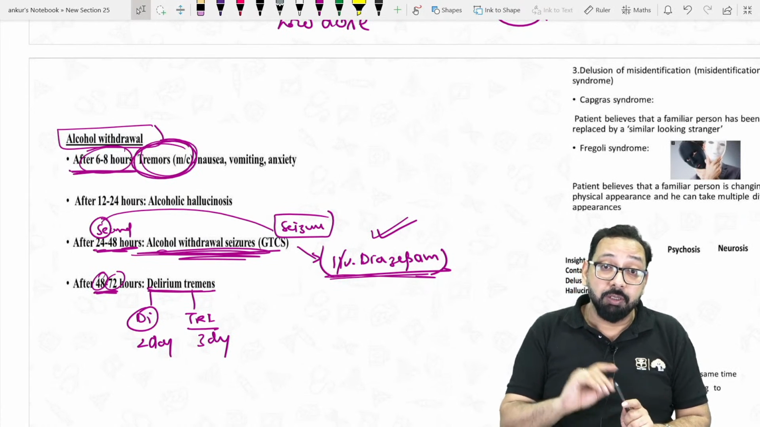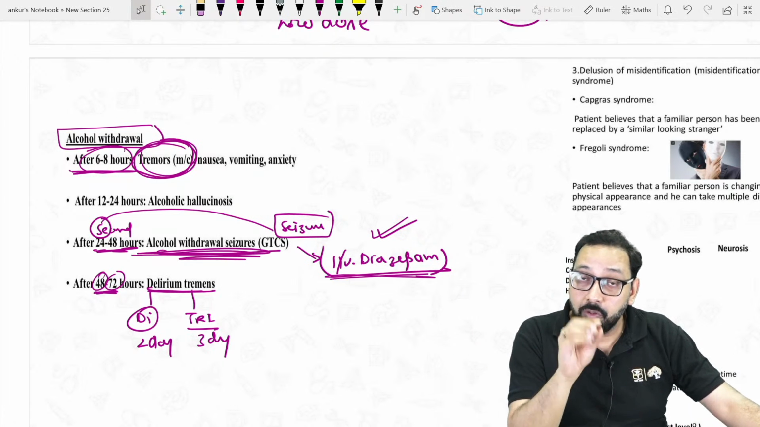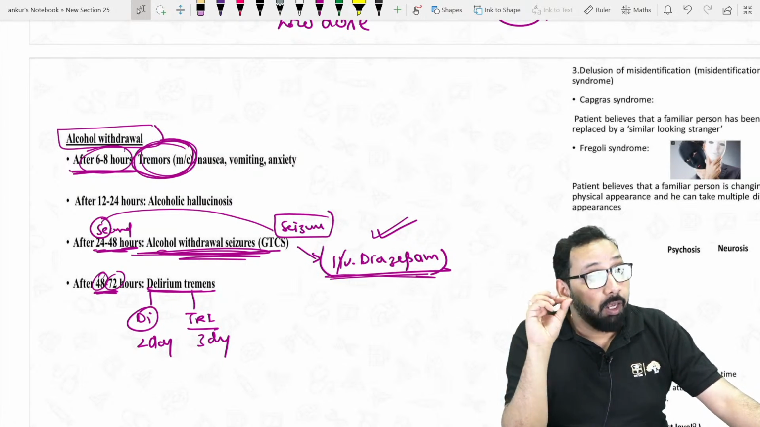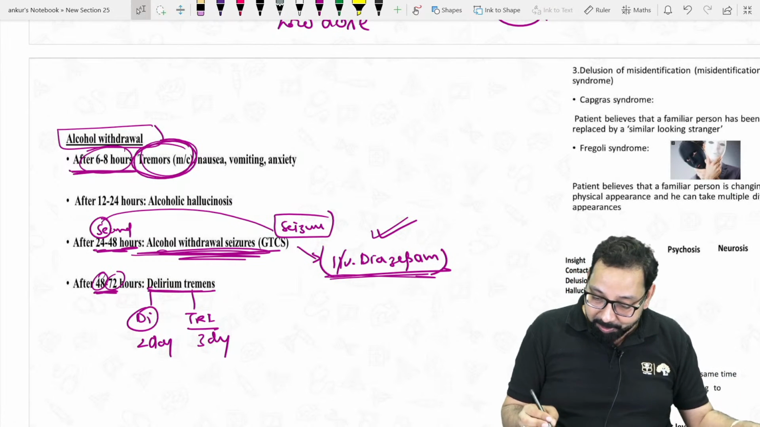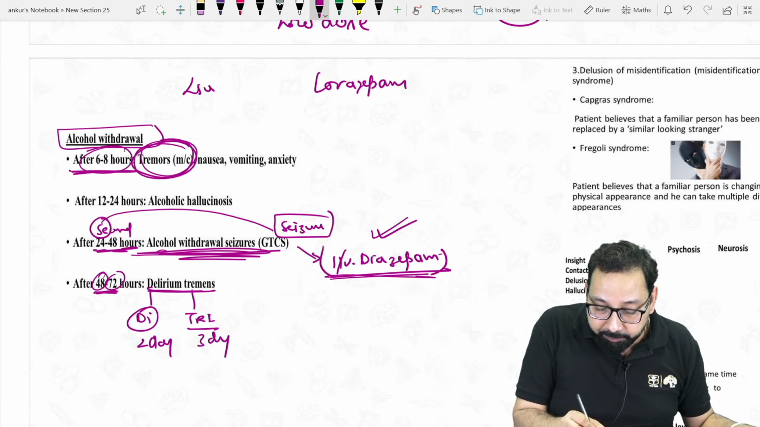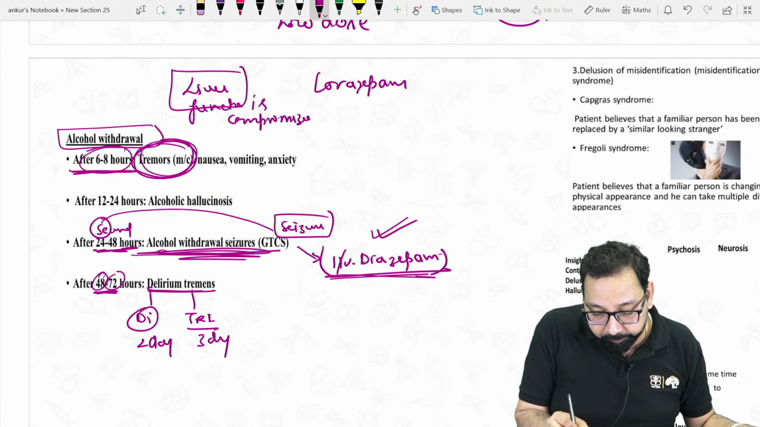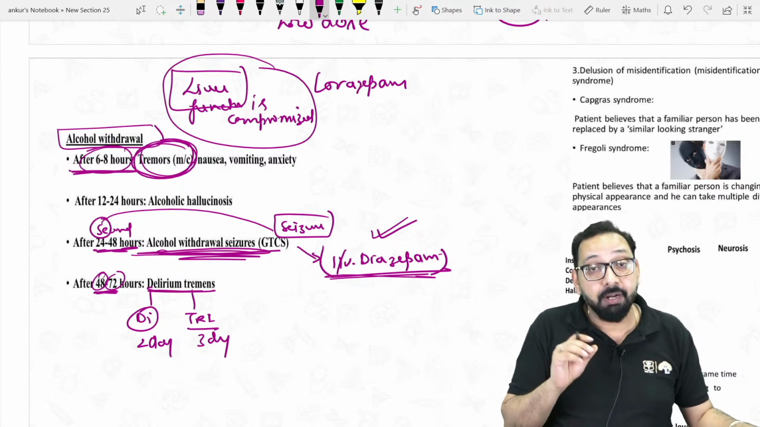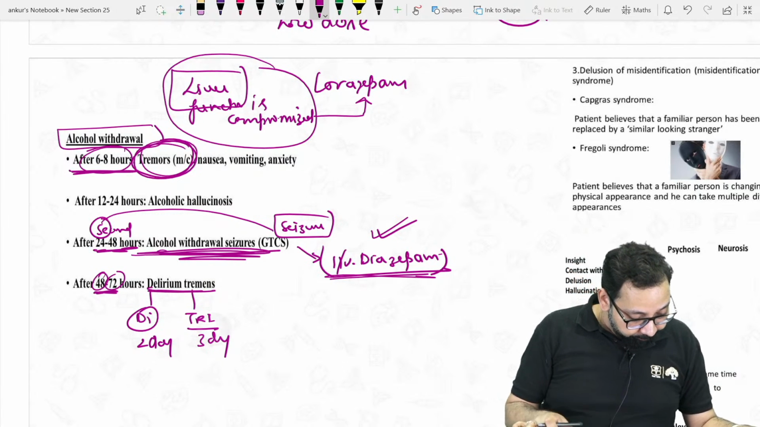A recently asked question: if a person is taking alcohol for a long time and now comes to the emergency, and you don't have lab facility, which drug will you give? Lorazepam. You will give lorazepam. So if liver function is compromised, or you can't determine the status of the liver, you will give lorazepam. Remember this point. Okay.